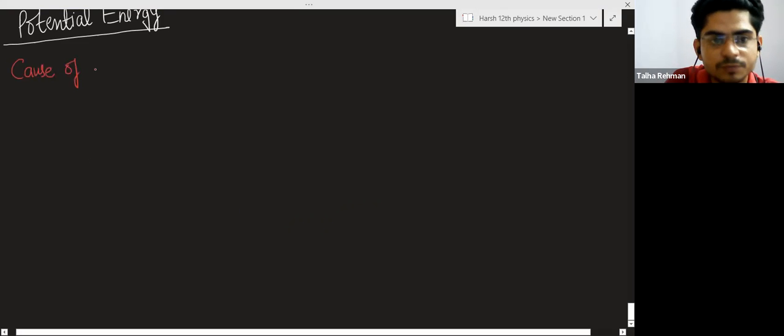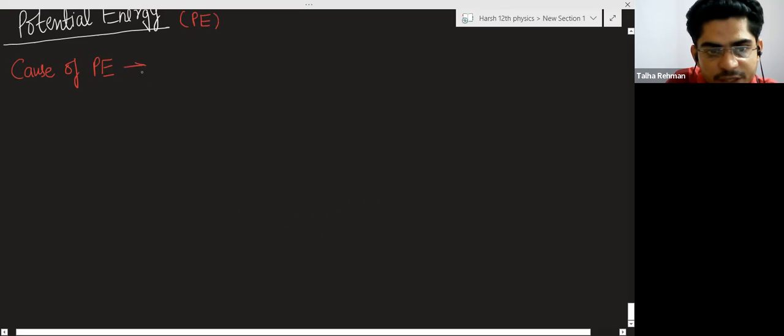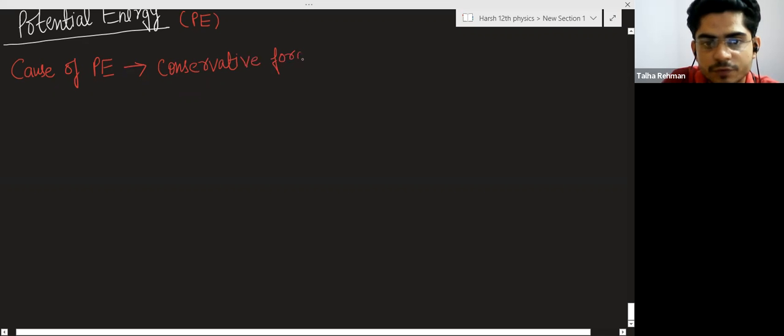The cause of potential energy, I am writing potential energy as P. So the cause of potential energy is conservative forces, conservative forces of interaction.